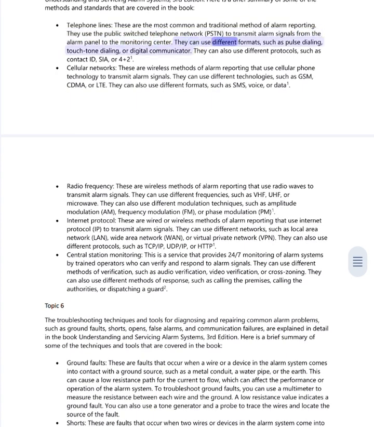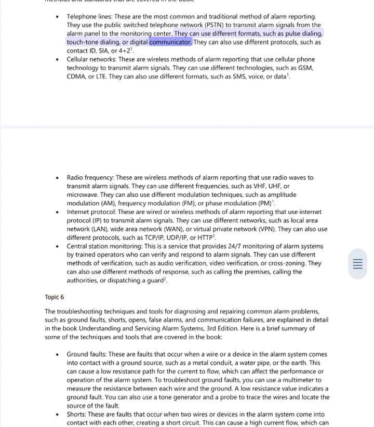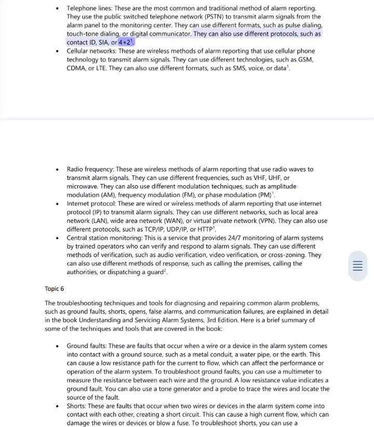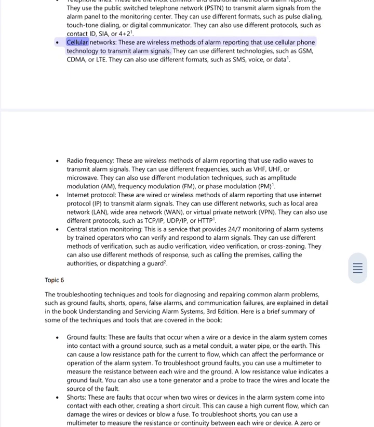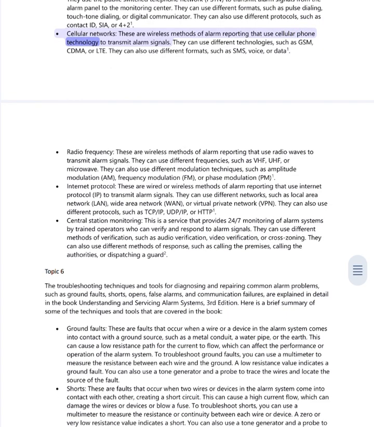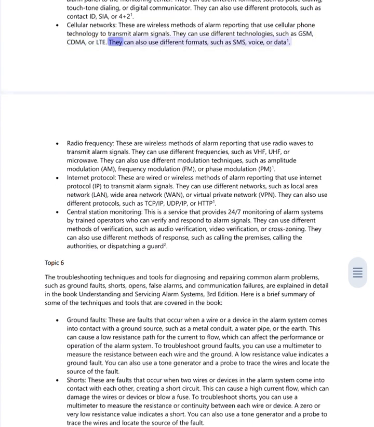They can use different formats such as pulse dialing, touch tone dialing, or digital communicator. They can also use different protocols such as Contact ID, CIA, or 421. Cellular networks. These are wireless methods of alarm reporting that use cellular phone technology to transmit alarm signals. They can use different technologies such as GSM, CDMA, or LTE. They can also use different formats such as SMS, voice, or data.